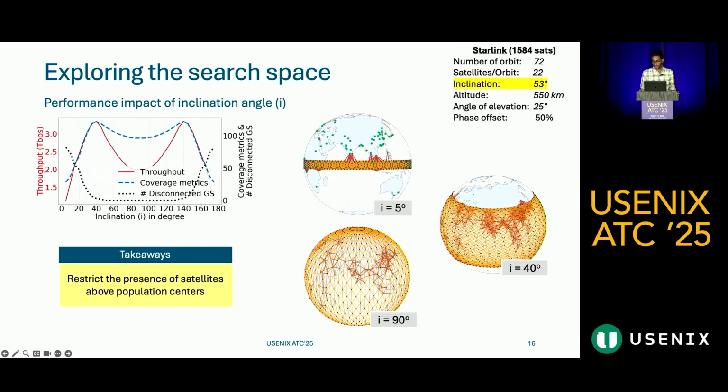On the other hand, 90 degrees of inclination also reduces the throughput, because now satellites are moving above the polar region, where there exist no major cities and ground stations. In the middle, at close to 40 degrees of inclination, it gives maximum coverage and maximum throughput, as the movement of the satellite is restricted exactly above the population centers.